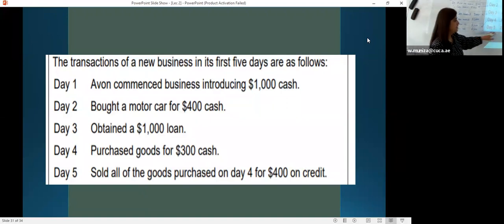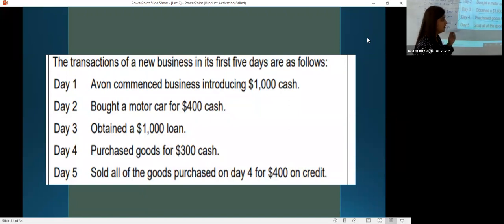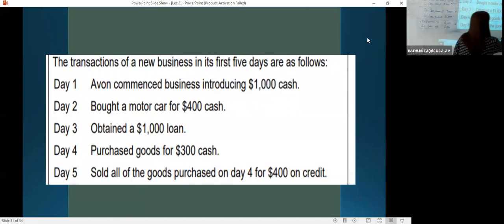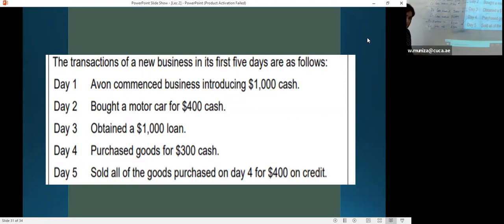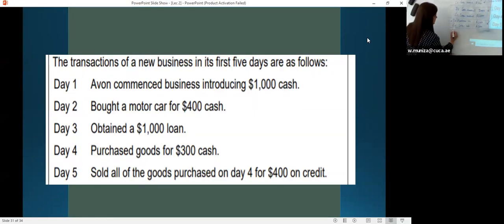Anyhow, day 5. Sold all the goods purchased on day 4 for $400 on credit. Now, my dear students, you need to think. The goods have been purchased for $300 and they have been sold for $400. $100 is profit in it. Am I right? $100 is profit in it. So what accounting transaction are you going to pass over here? What are you going to debit? What are you going to credit? Sold all the goods purchased on day 4 for $400 on credit.